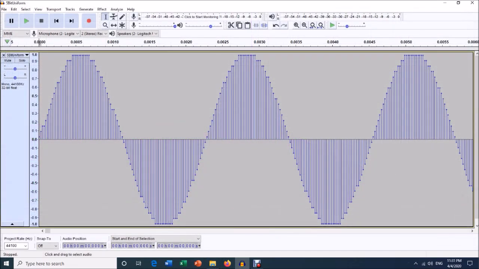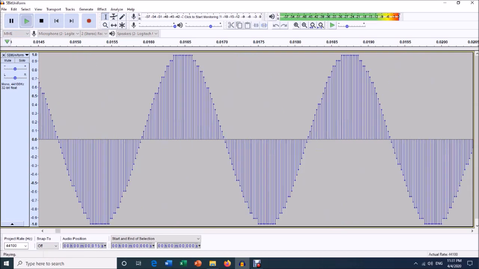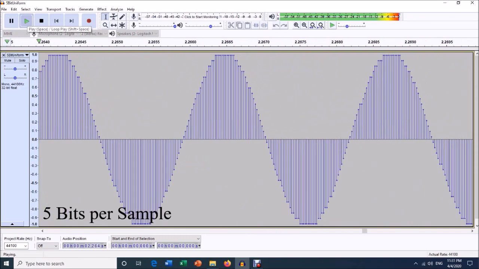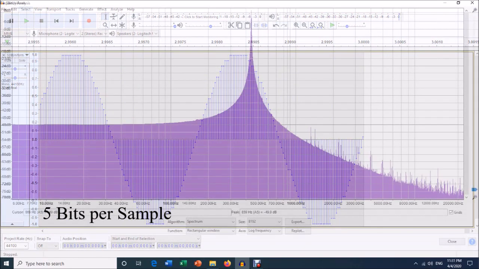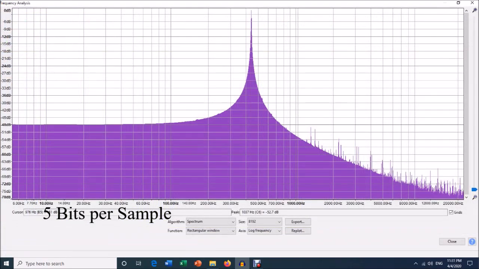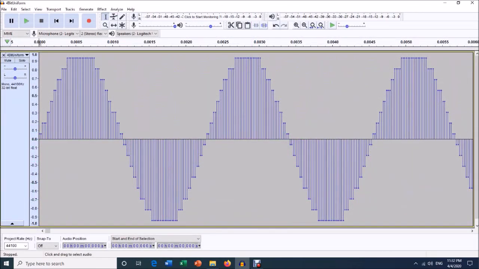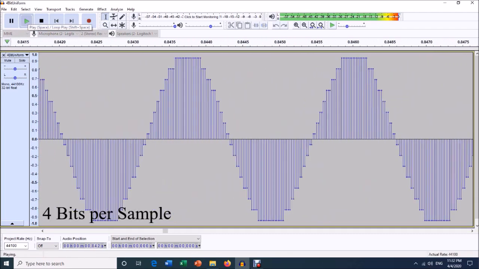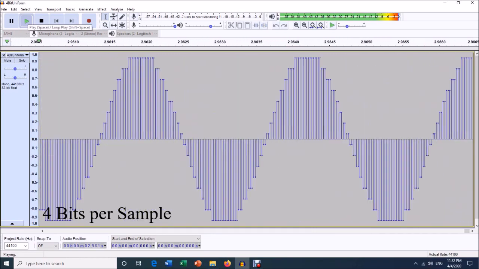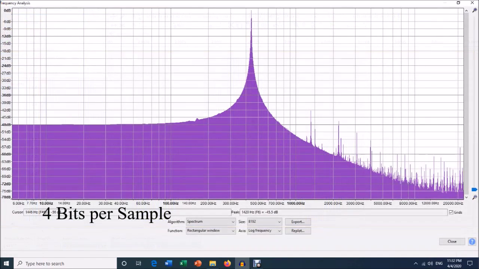This is 5 bits per sample, 32 levels, and the corresponding spectrum. This is 4 bits per sample. This is 16 levels. And the noise is even more apparent in the spectrum of the signal.